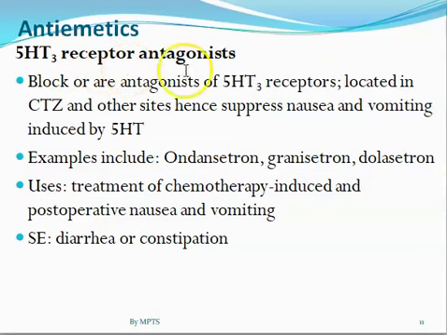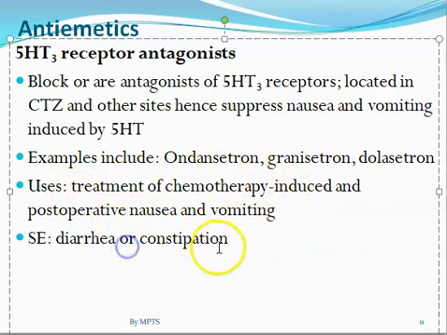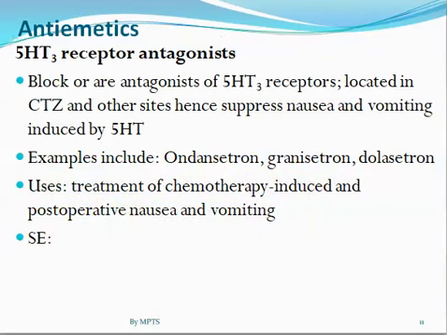The 5-HT receptor antagonists block 5-HT receptors located in the CTZ and other sites and suppress nausea and vomiting induced by serotonin. Examples are ondansetron, granisetron, dolasetron, used in chemotherapy-induced or post-operative nausea and vomiting. The side effects, you can look for them.